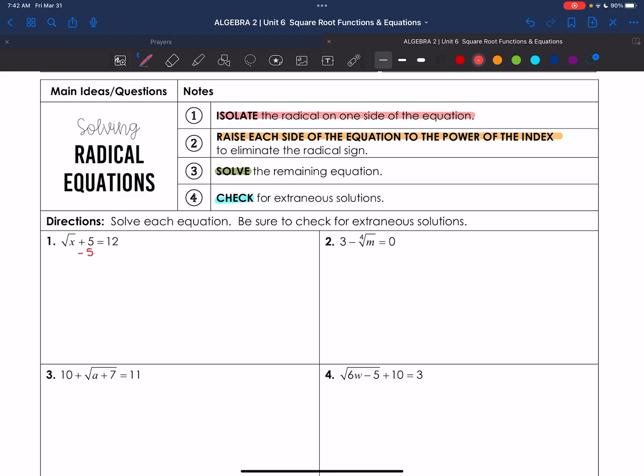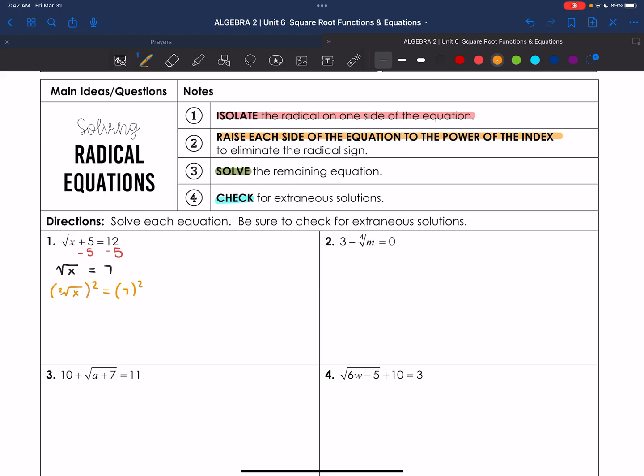Yep, we will need to subtract 5 on each side, and that's then going to give us the square root of x equals 7. Now, we'll move on to the next step, which is to take and raise each side of the equation to the power of our index. Our index here is an understood 2, and so that means we're going to square each side to the second power.